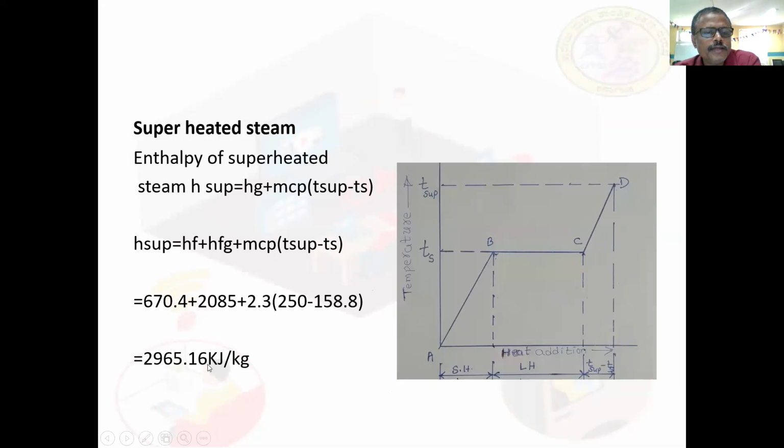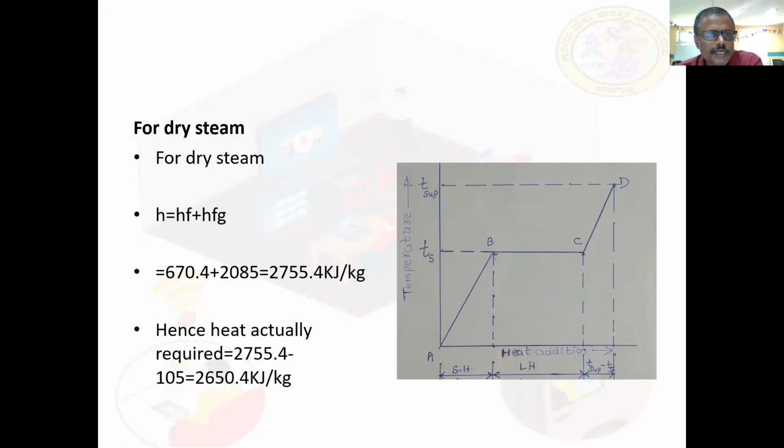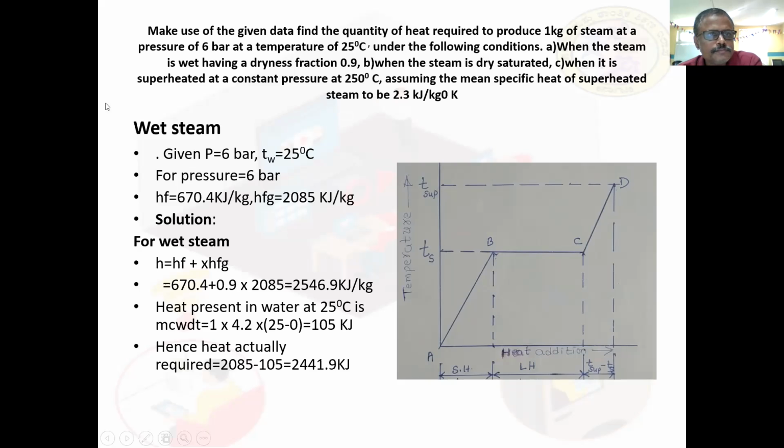So you are getting 2965.16 kilojoules. Then you have to subtract 105 from this value, which we have not done. 2965 minus 105, you will get one answer. So that is the heat required to form the superheated steam. So I will repeat this problem again.